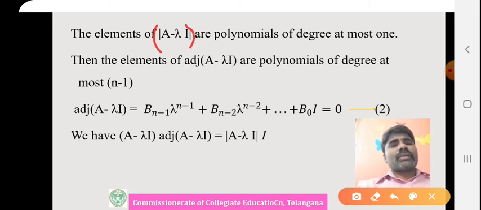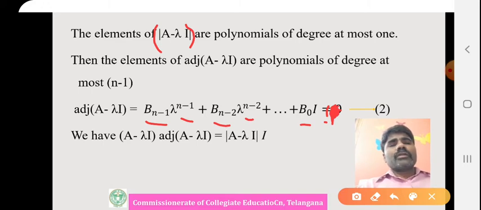Therefore, since the elements of adjoint of A minus lambda I are polynomials of degree at most n minus 1, the adjoint of A minus lambda I can be put in the form of a matrix polynomial: B n minus 1 lambda power n minus 1, plus B n minus 2 lambda power n minus 2, plus and so on, plus B naught I. Here you cannot take this as 0.